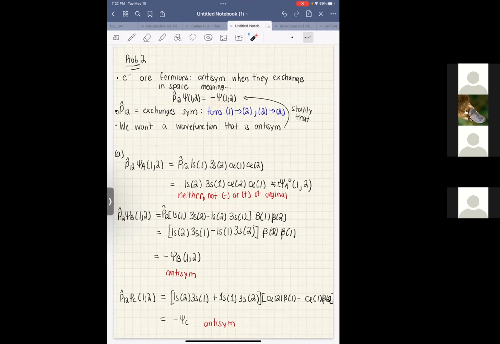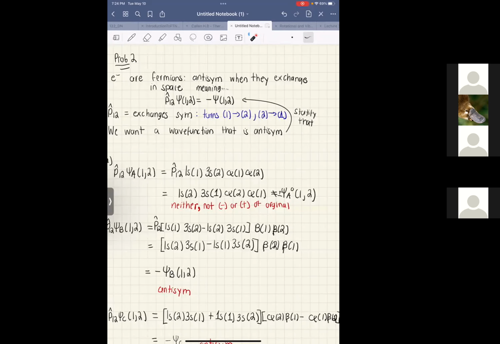On part A, we apply the operator 1, 2 onto the first wave function A, and from doing that, we get this answer. Now this answer is not equal to the positive or negative of the original wave function, which means it's neither. This is just not equal to the negative of the wave function. They're just different from each other.